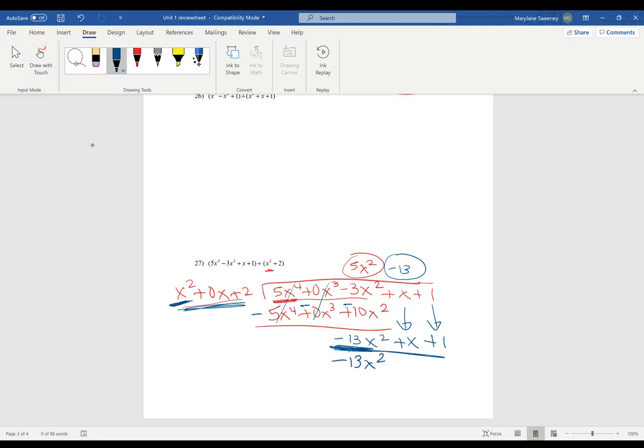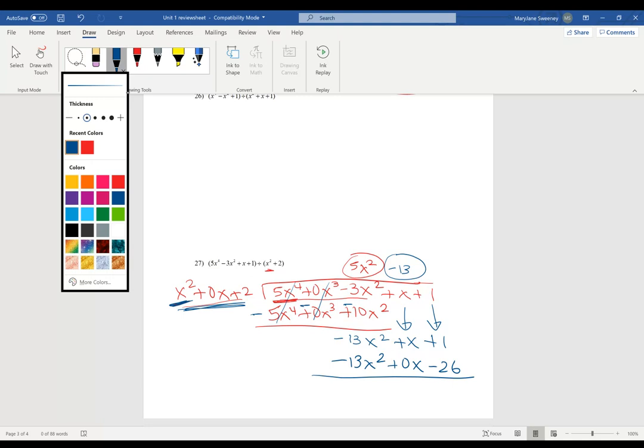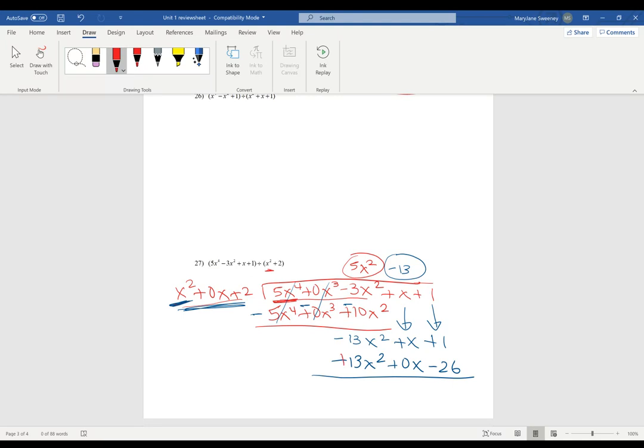Negative 13 times 0, so plus 0x. Negative 13 times 2 is negative 26. I subtract going down, so this goes plus, minus, plus. That's 0. This is 1 minus 0, which is a 1x plus 27. So my answer is 5x squared minus 13 plus the remainder over the divisor.